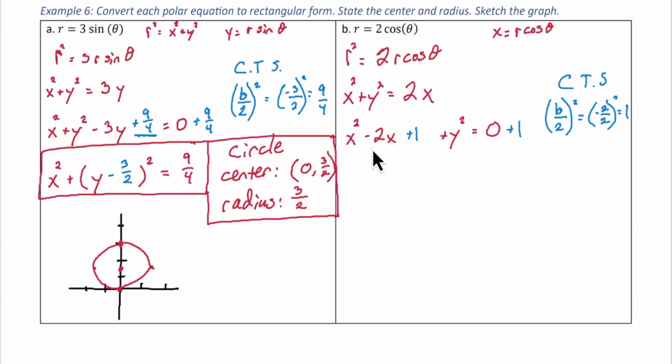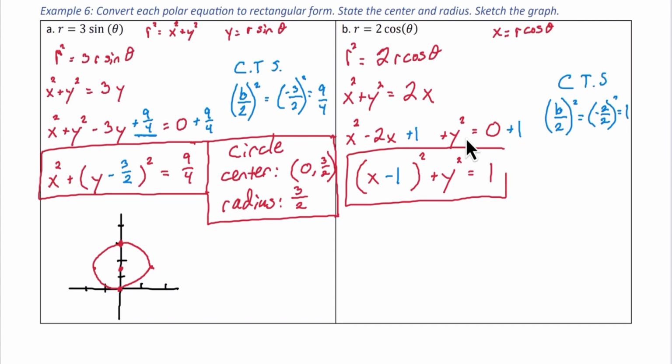We just created a perfect square trinomial on the x's. We can factor that perfect square as x something squared. That something that goes beside x will always be b over 2. In this case, b over 2 before it gets squared is -1. So we'll put -1 there. Notice that y squared is already a perfect square, so we'll just drop that down, and it's equal to 1. We now have the standard form of a circle. So once again, we have a circle.